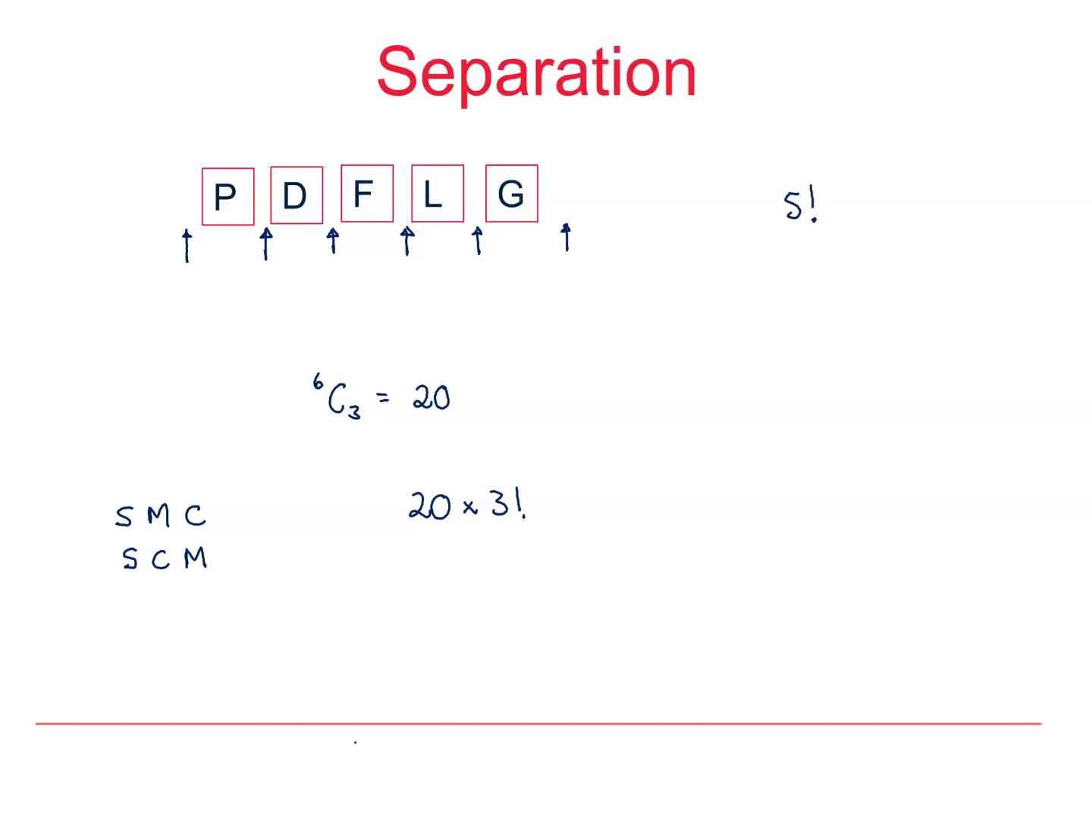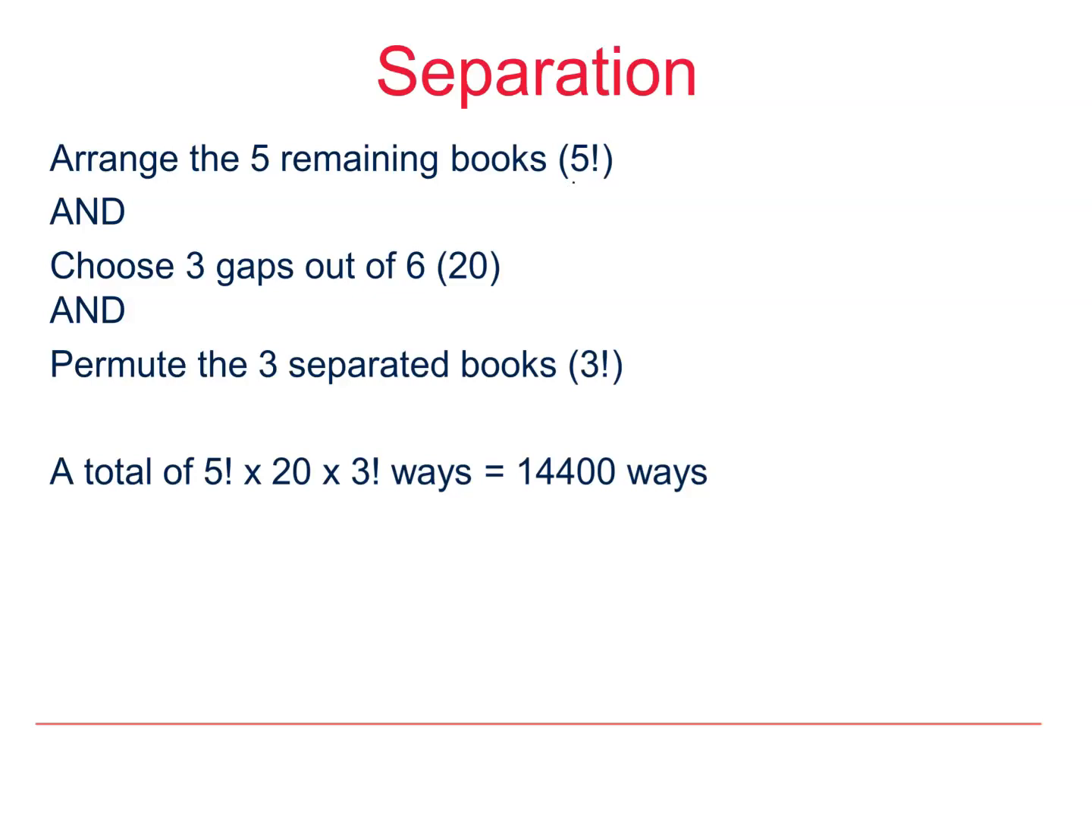So putting all of this together, I arrange the remaining 5 books, that's 5 factorial. I choose 3 gaps out of 6, that's 20. And I permute the separated books, that's 3 factorial. These are 3 different things. I'm doing one and the next, so I use the AND rule. That gives me a total of 5 factorial times 20 times 3 factorial ways. 14,400 ways of arranging my books. That's going to keep me busy for a very long time.